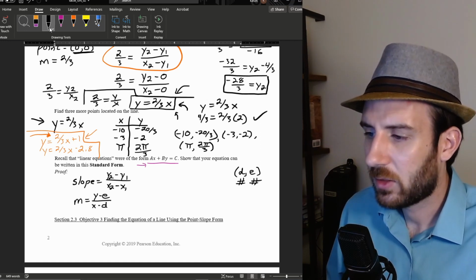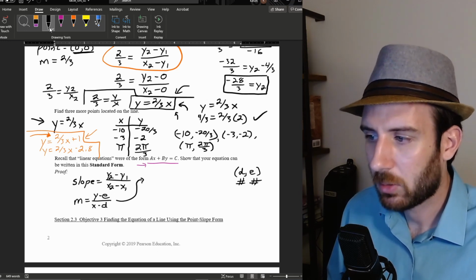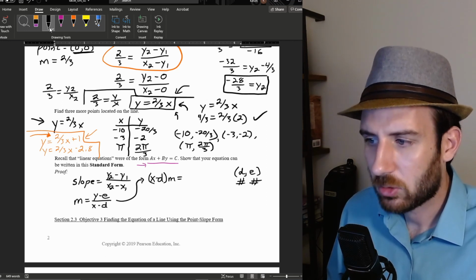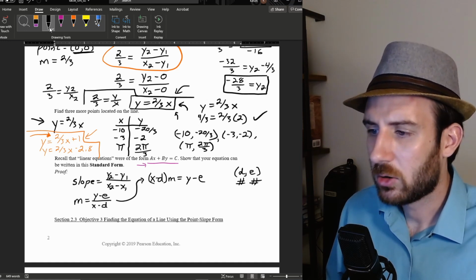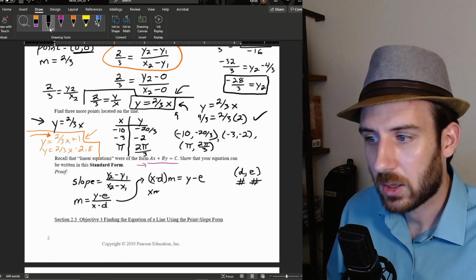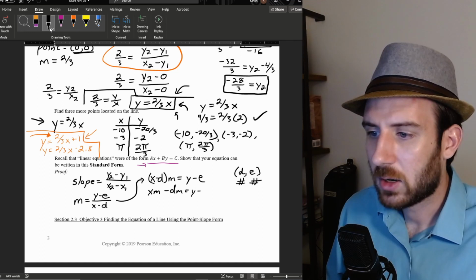And let's see if I can simplify this a little bit. I can get rid of the fraction by multiplying both sides by the entire denominator. That would be x minus d multiplied by the entire left, and multiplied by the entire right, which would cancel it away. So I have y minus e, no problem. Let's see, what else do I need to do? I could simplify the parentheses. That would be x times m minus d times m is equal to y minus e.